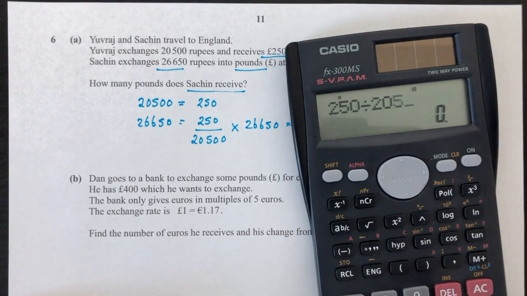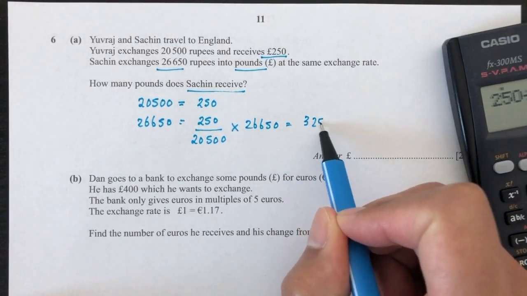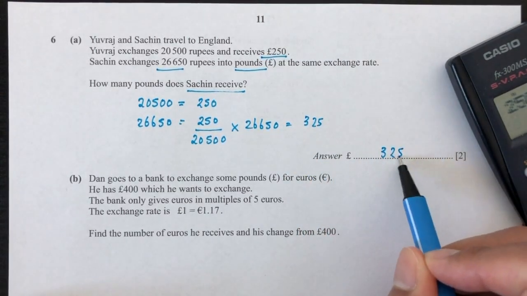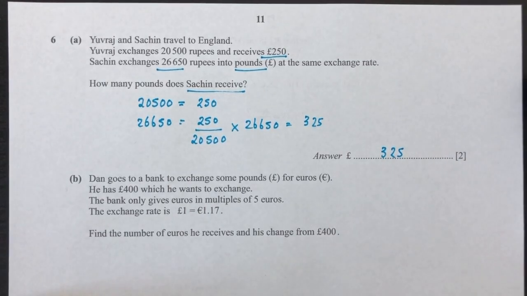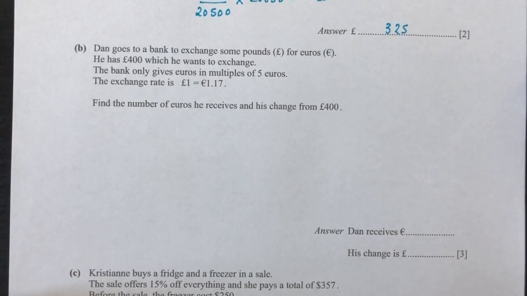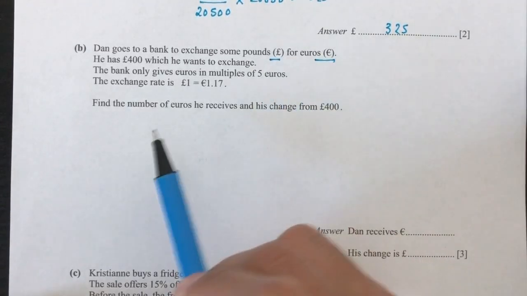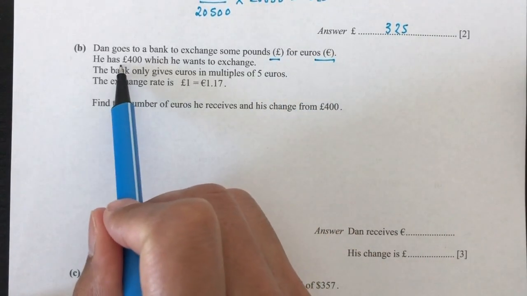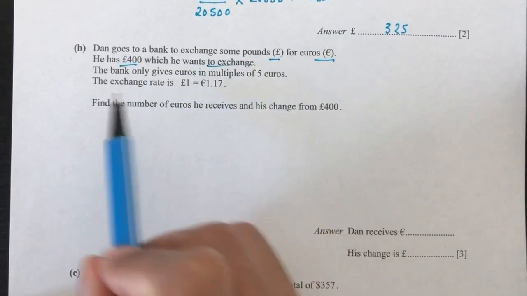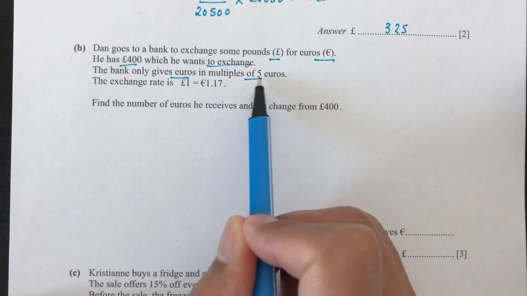Divide by 2,500 times 26,650. That will be 325. So your answer is 325 for the amount of pounds that Sachin receives. Now part B, Dan goes to a bank to exchange some pounds for euros. He has 400 pounds which he wants to exchange. The bank only gives euros in multiples of 5s.